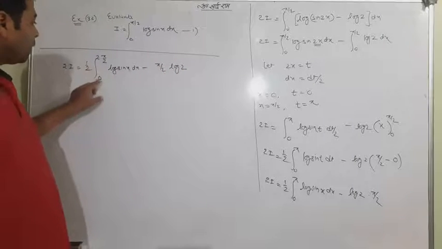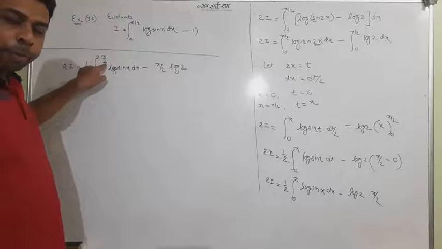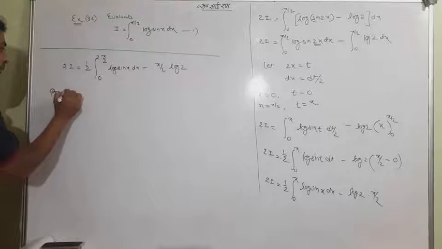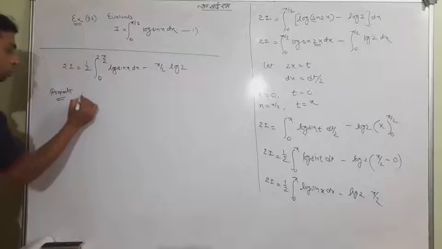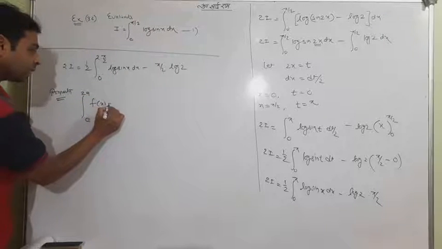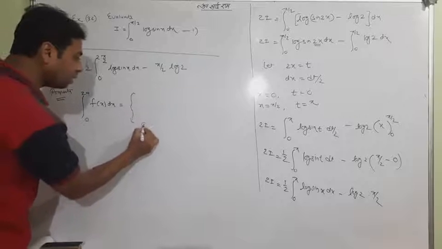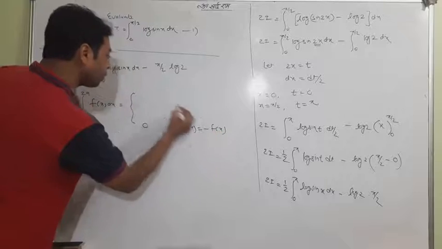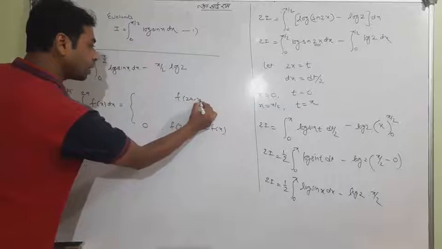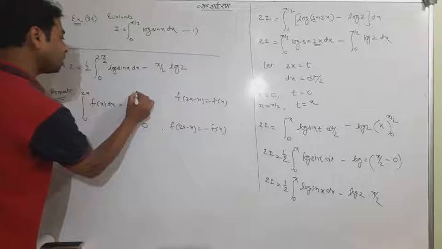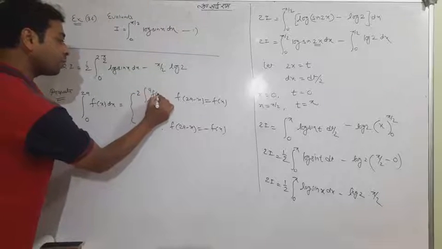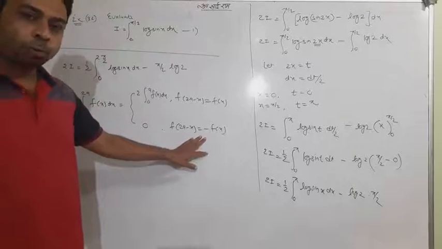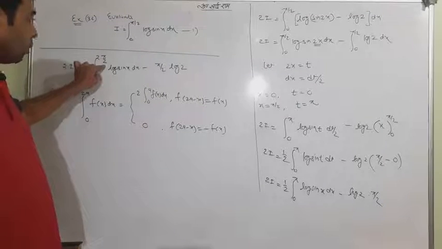Now, would you think that 0 to 2a, the property may be coming to your mind? What is the property we studied? 0 to 2a f of x dx has two answers: 0 when f of 2a minus x comes minus f of x, and when f of 2a minus x comes f of x, the answer will be 2 times 0 to a f of x dx. This is the property, meaning you have to check it.